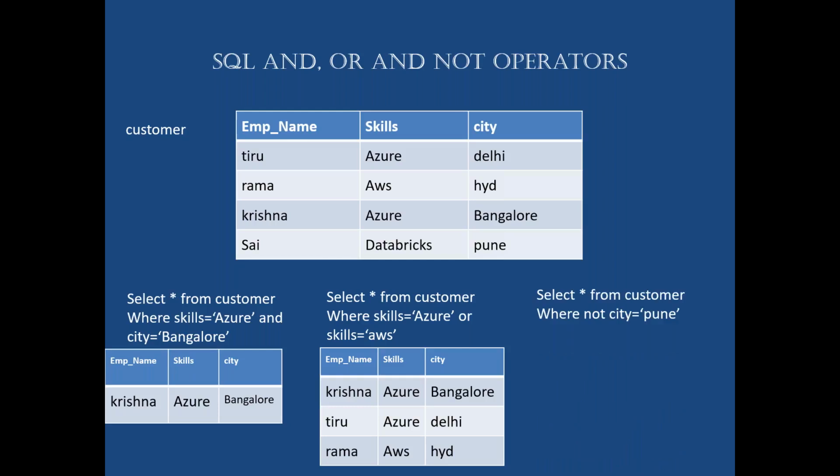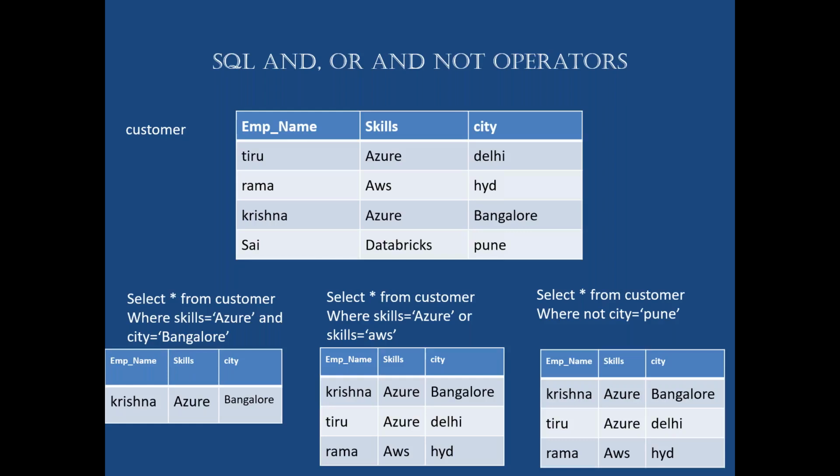Simple example. WHERE NOT city equal to Pune is exactly equal to city not equal to Pune. City not equal to Pune means you will get the records other than Pune. NOT city equal to Pune or city not equal to Pune, both have the same meaning. Clear? Any questions?